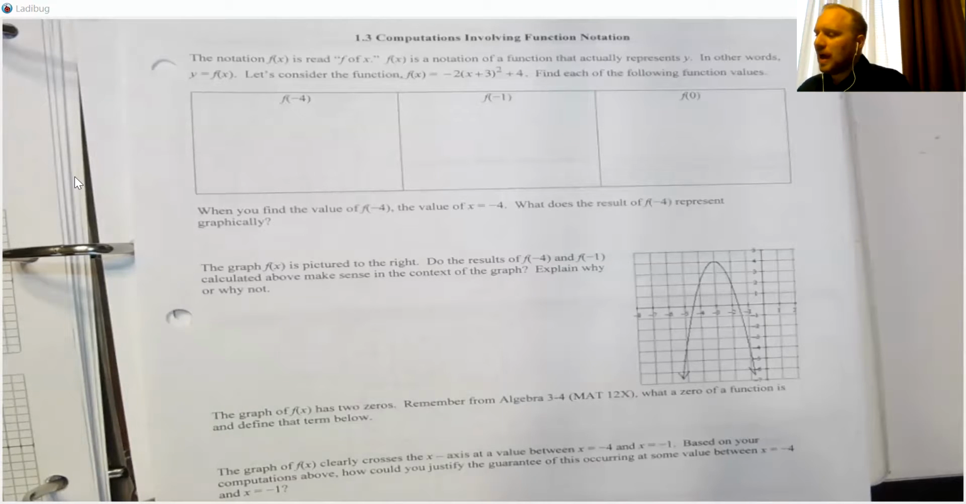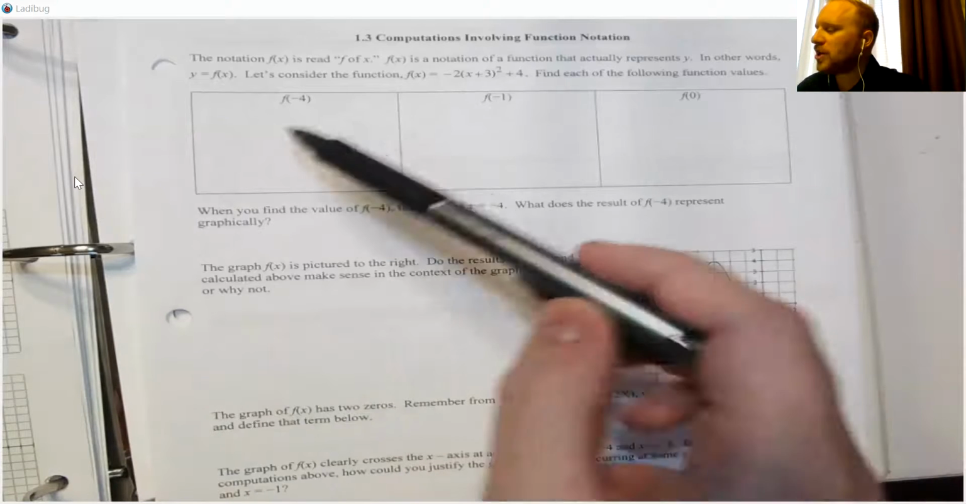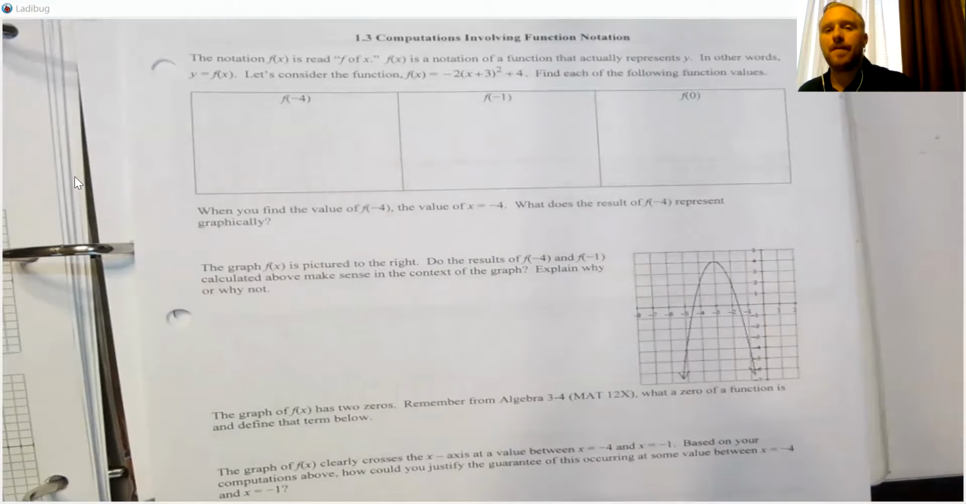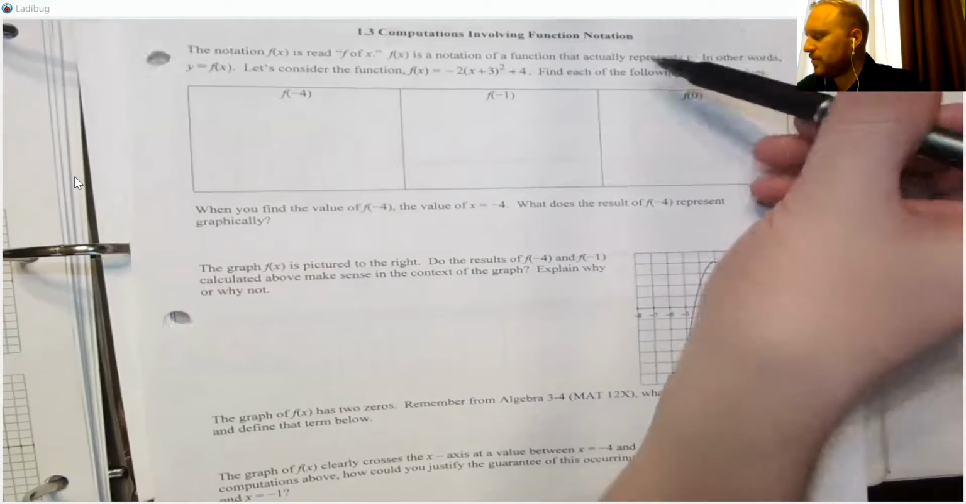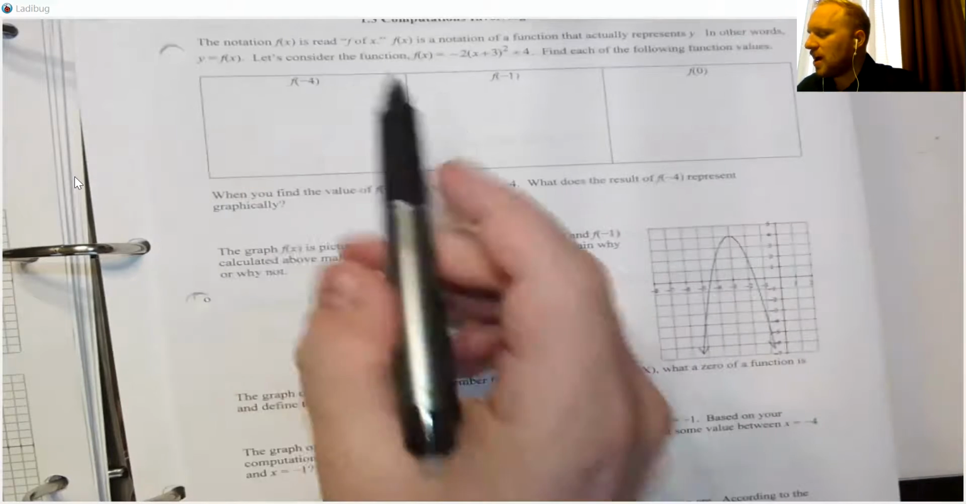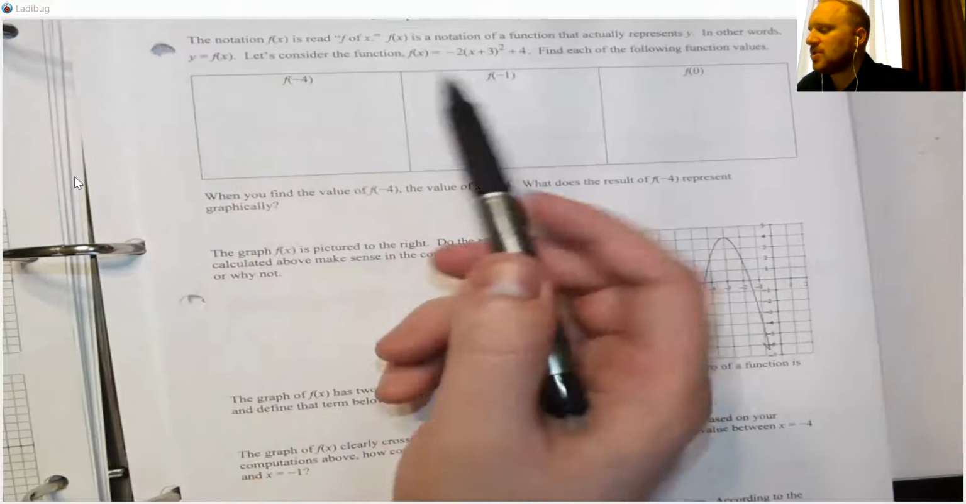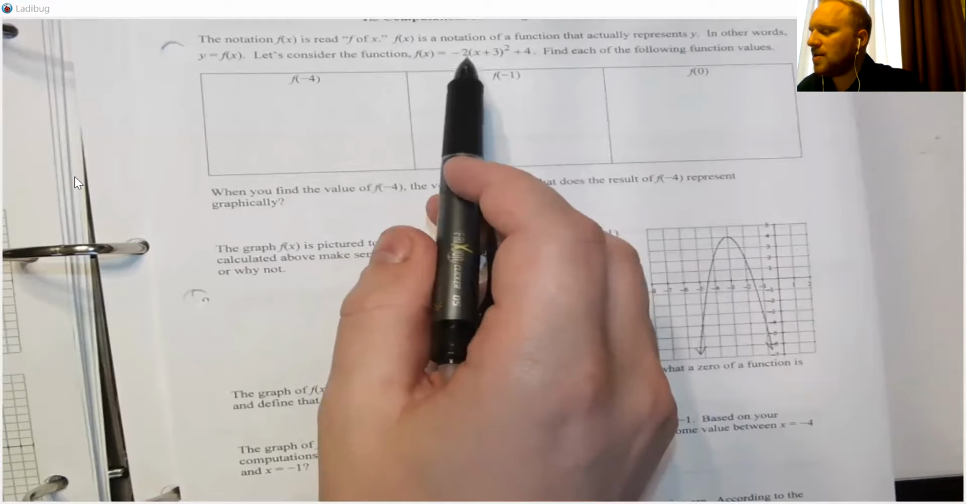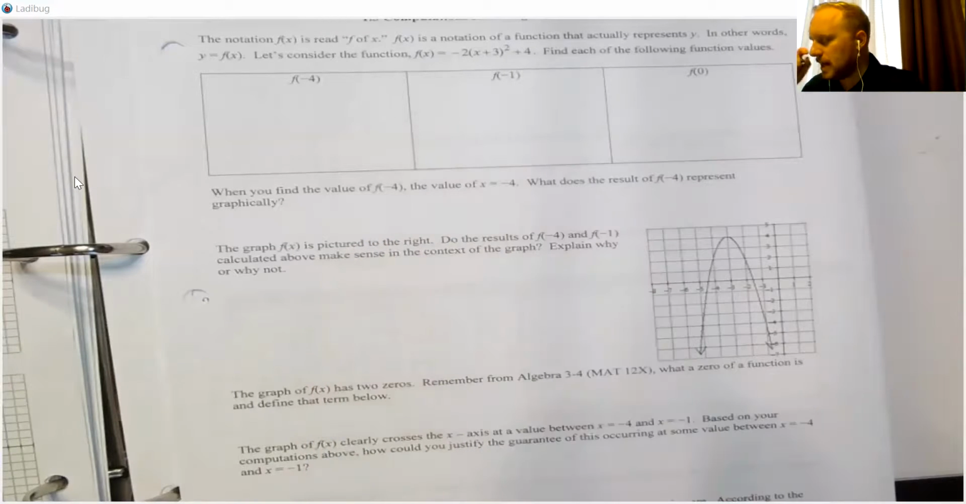As we start here in our notes, it says the function f of x is read as f of x. F of x is a notation of a function that actually represents the y value. In other words, y equals f of x. Let's consider the function f of x equaling negative 2 times (x plus 3) squared plus 4. Find each of the following function values.